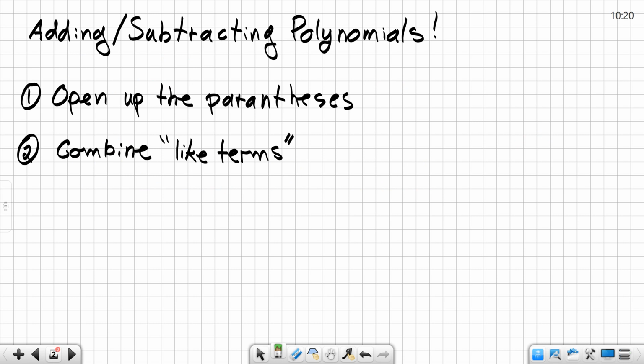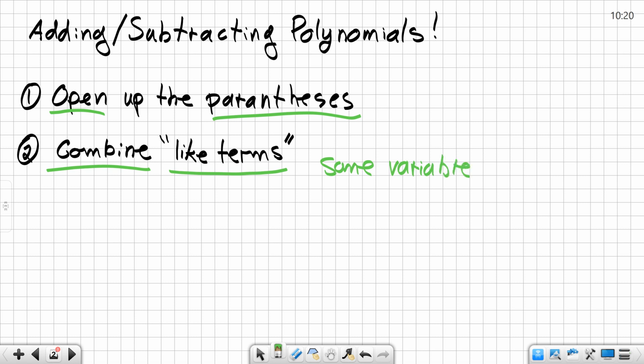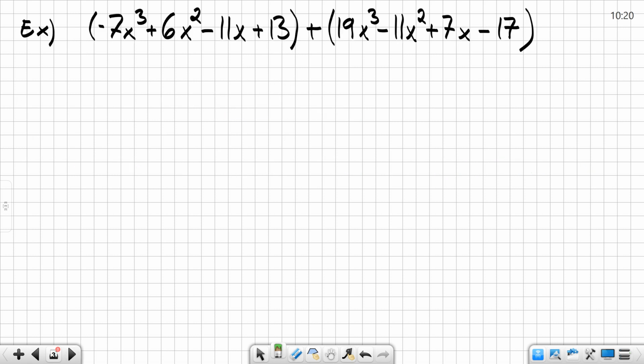First, addition and subtraction. So the first thing that you're going to do, you open up the parentheses. After that, you combine like terms. Like terms are terms with the same variable and exponent. These are called like terms, and you combine those ones. It's like comparing apples and apples and bananas and bananas.